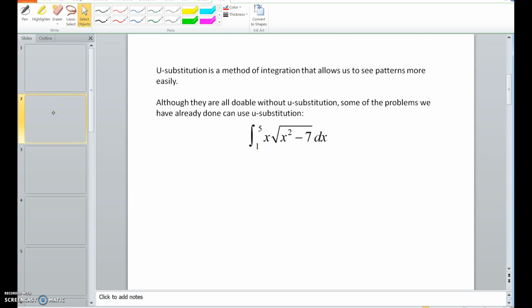Okay, so what is u-substitution? U-substitution is a method of integration that helps us to see patterns maybe a little bit more easily than we might just by looking at the original problem.